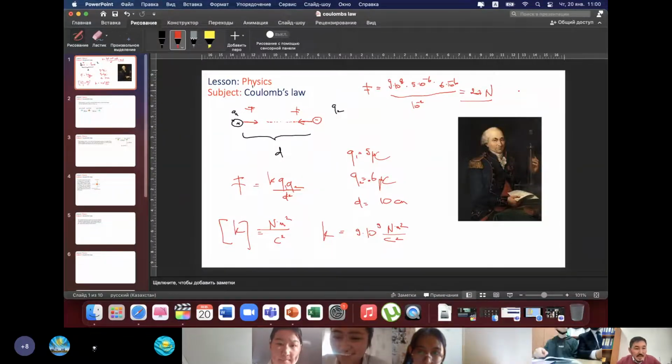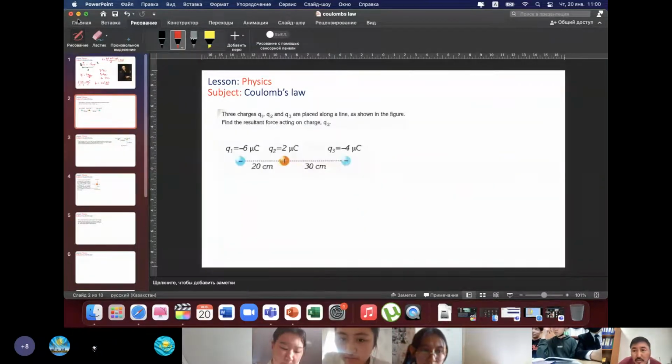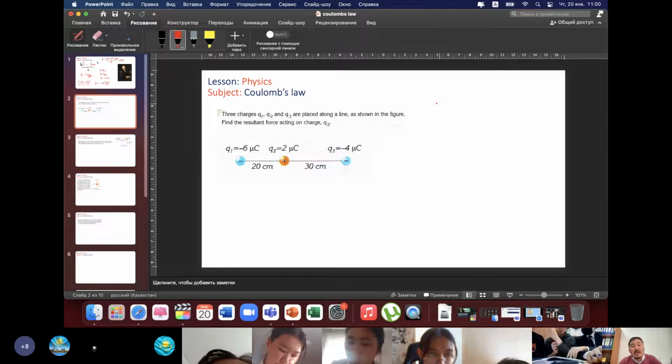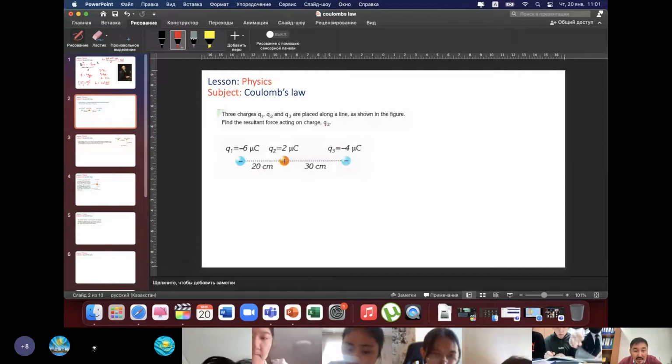Let's continue. Let's come up to the example. Okay, three charges Q1, Q2, and Q3 are placed along the line as shown in the figure. Find the resultant force acting on charge Q2. So I have here, not in the middle exactly, between them, the charge of 2 microcoulombs. And Q3 is minus 4 microcoulombs, and Q1 is minus 6 microcoulombs.